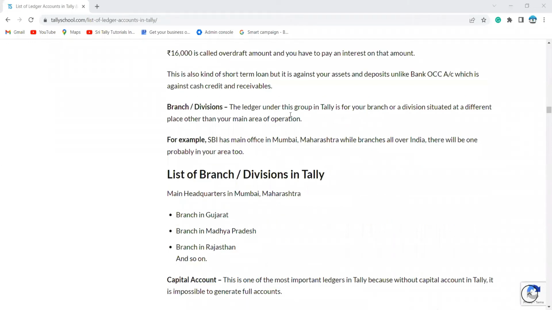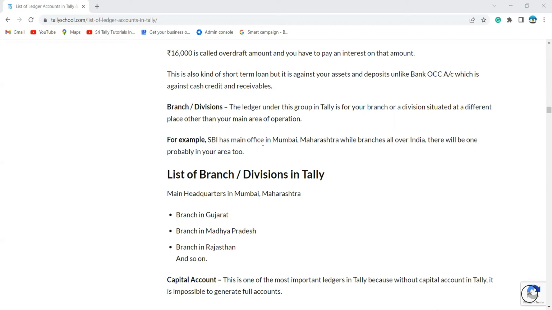Branch and divisions: the ledgers under this group in Tally are for your branches or divisions situated at different places other than your main area of operation. You have a head office in Bangalore and branch offices in Chennai, Kerala, Hyderabad, and so on. If you want to create branch ledgers like Hyderabad branch, Kerala branch, all those comes under branch and divisions. SBI has its main office in Mumbai, Maharashtra, while branches are all over India. There will be one probably in your area too.